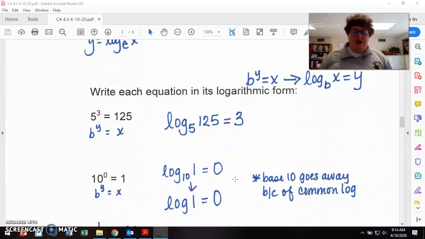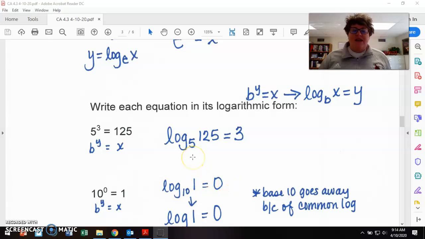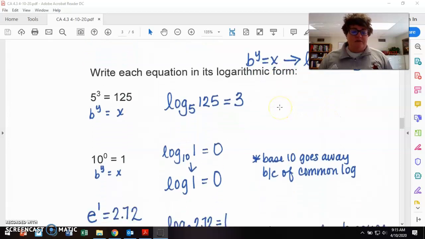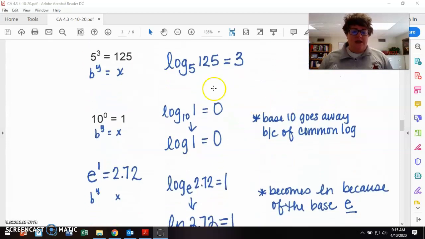Okay, so let's go the other direction. Now we want to go from exponential form to log form. Again, you want to identify your b, your y, and your x, and then you want to correspond it to log base b of x equal to y. Okay, so our 3 cases here. The first one, b, y, x, so it becomes log base 5 of 125 is equal to 3.